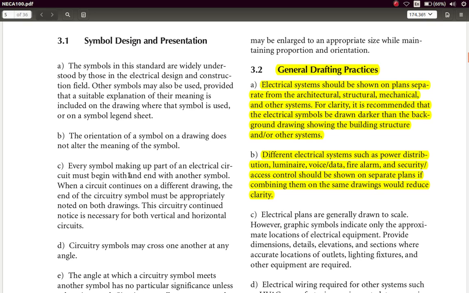Every symbol making up part of an electrical circuit must begin with and end with another symbol. When a circuit continues on a different drawing, the end of the circuitry symbol must be appropriately noted on both drawings. This circuitry continued notice is necessary for both vertical and horizontal circuits.